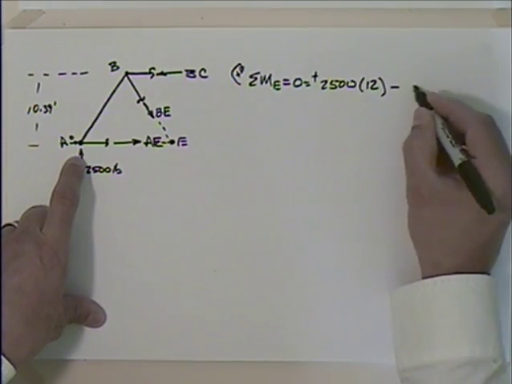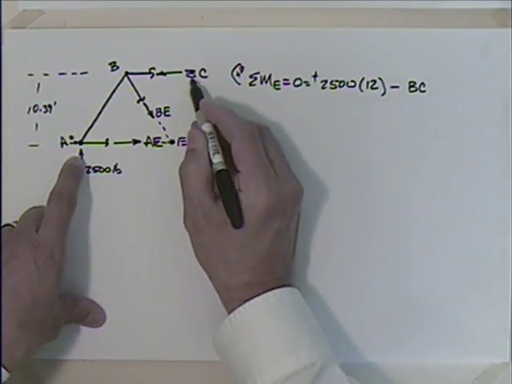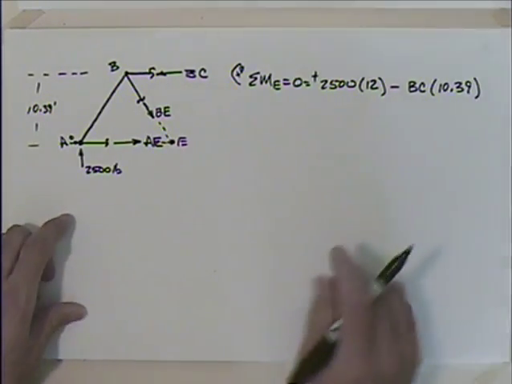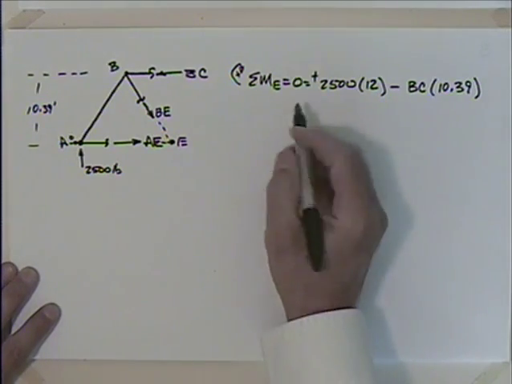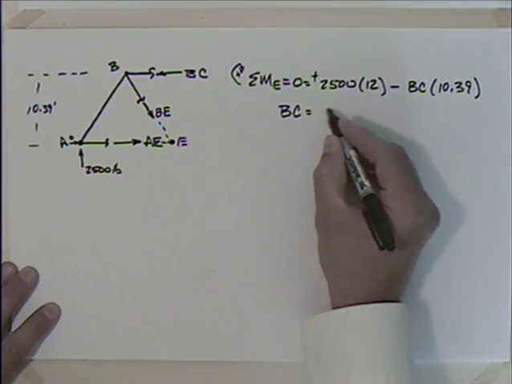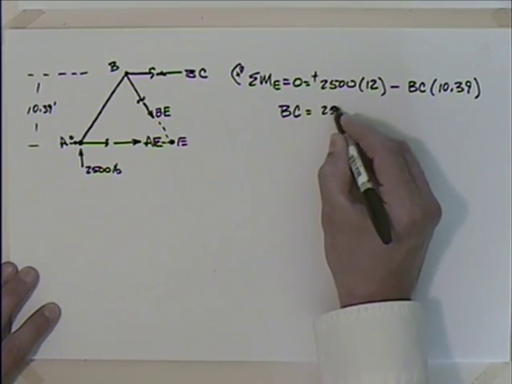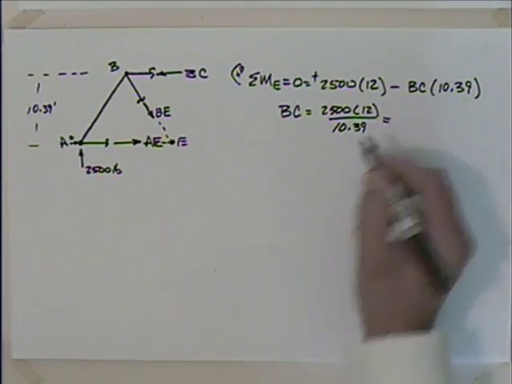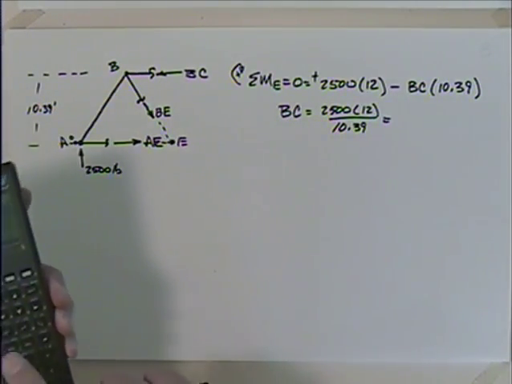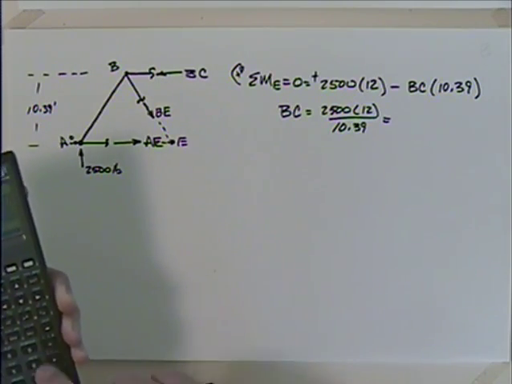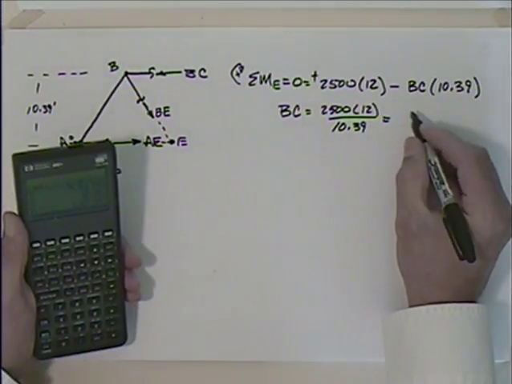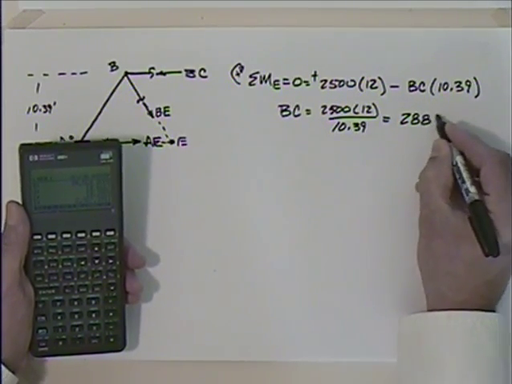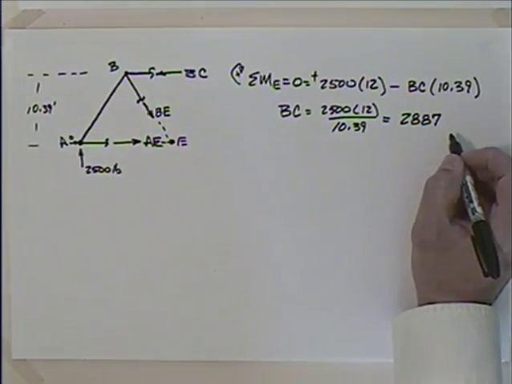And then I'm going to have to subtract off BC, acting through this 10.39. Do I have anything else? No, I don't think so. So I can solve for BC is equal to 2,500 times 12 divided by 10.39, which gives me 2,887. I've got too many significant figures, but I'll leave that there.